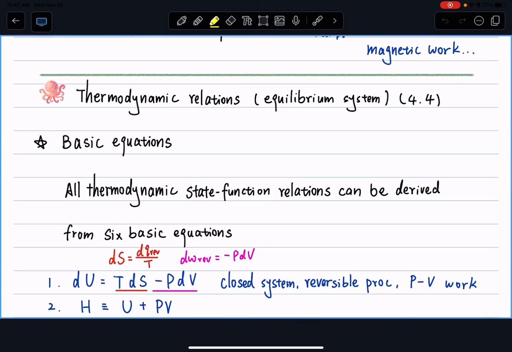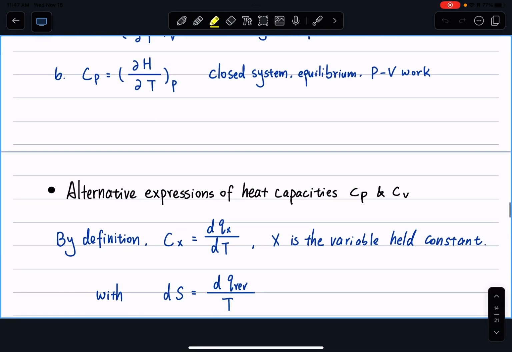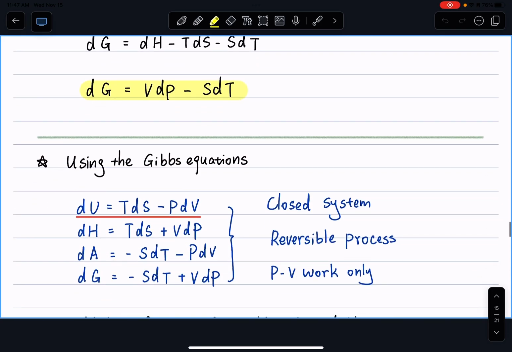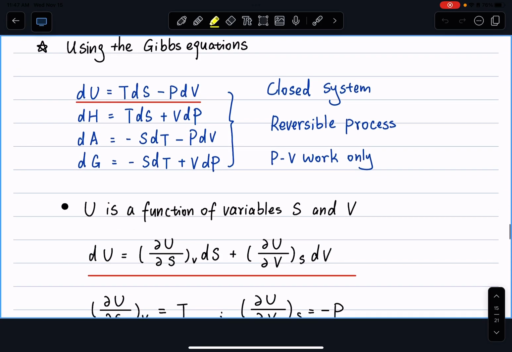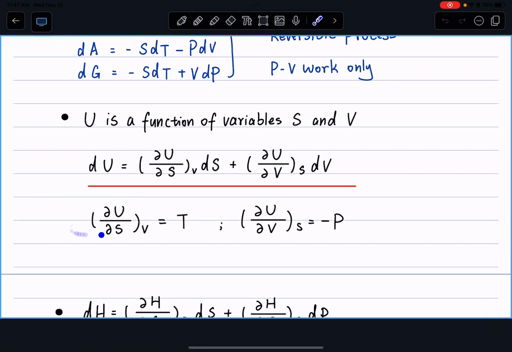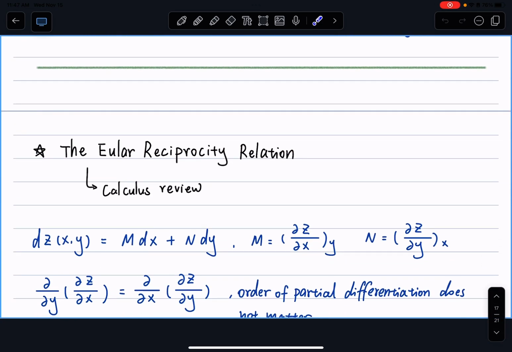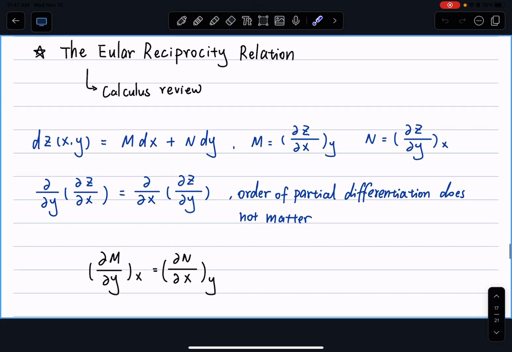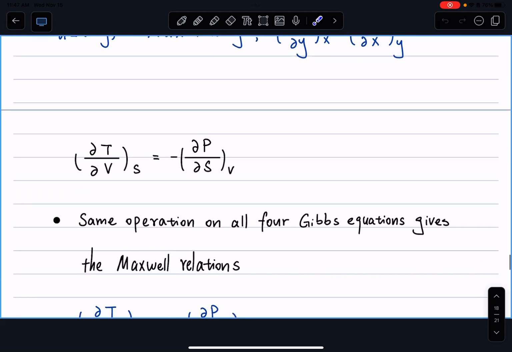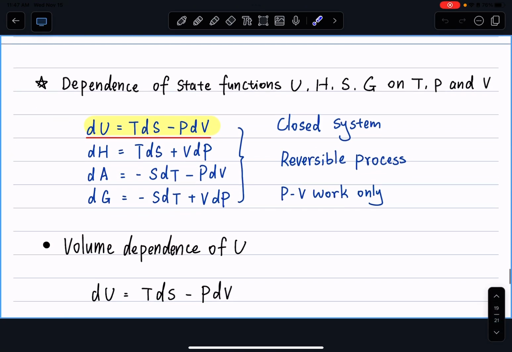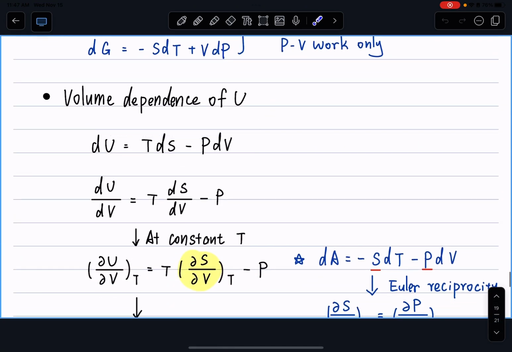We start from the 6 fundamental equations. We went over the derivation, how they are actually linked using the Gibbs equation, how to derive the Gibbs equation, and how to use the Gibbs equation to find the relationship between a specific thermodynamic property and these partial derivatives. We also went over Euler's reciprocity relations to build a link between different partial derivatives. And at the end of this lecture, we went over the Maxwell relations and how to use them to solve for the volume dependence or pressure dependence of your state functions.